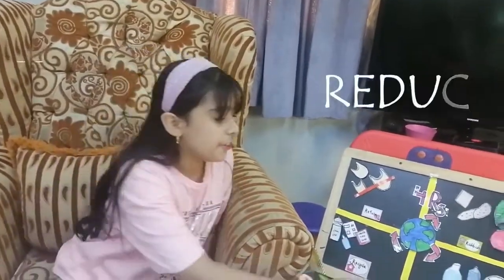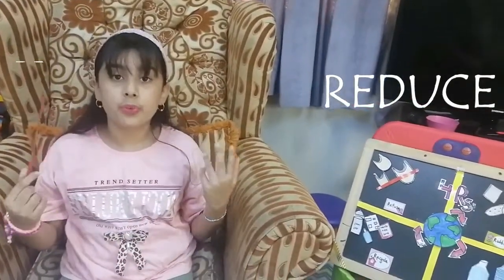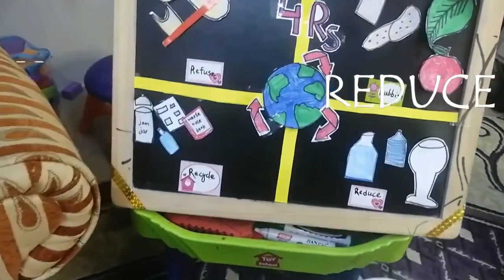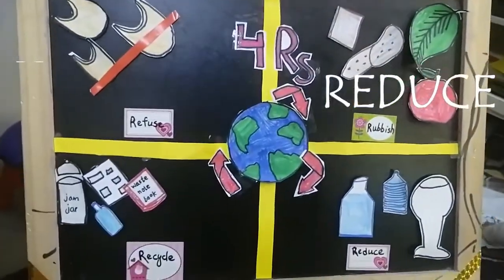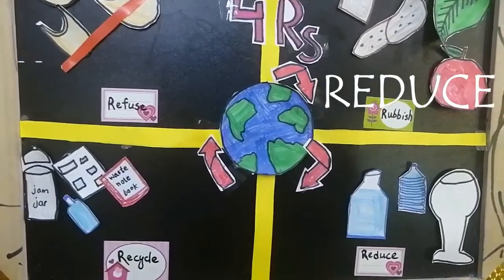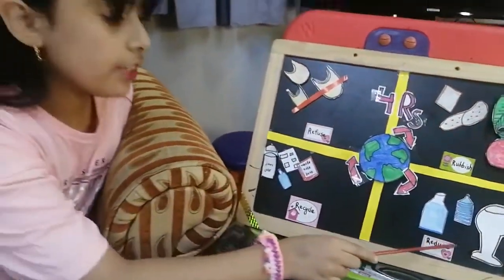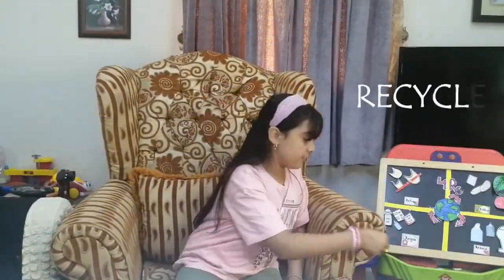The third R is reduce. Reduce means that we have to use less of the natural resources by cutting down on those practices which lead to their wastage. This is called reduce.